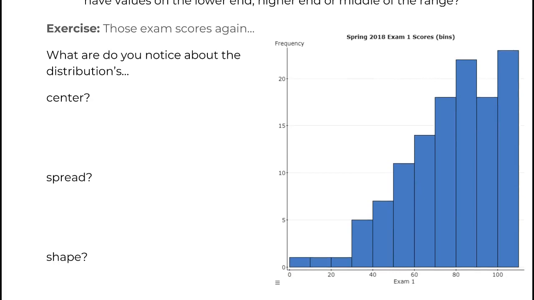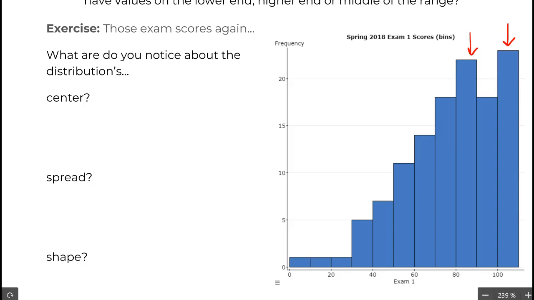So for those spring exam scores, if we started to look at the center of our distribution, the most basic thing you could do is to look at the mode. What happens most often? So these 2 bars are particularly large. It appears that the majority of students scored well, right? If we went with the overall mode, the largest group of students actually scored over 100.